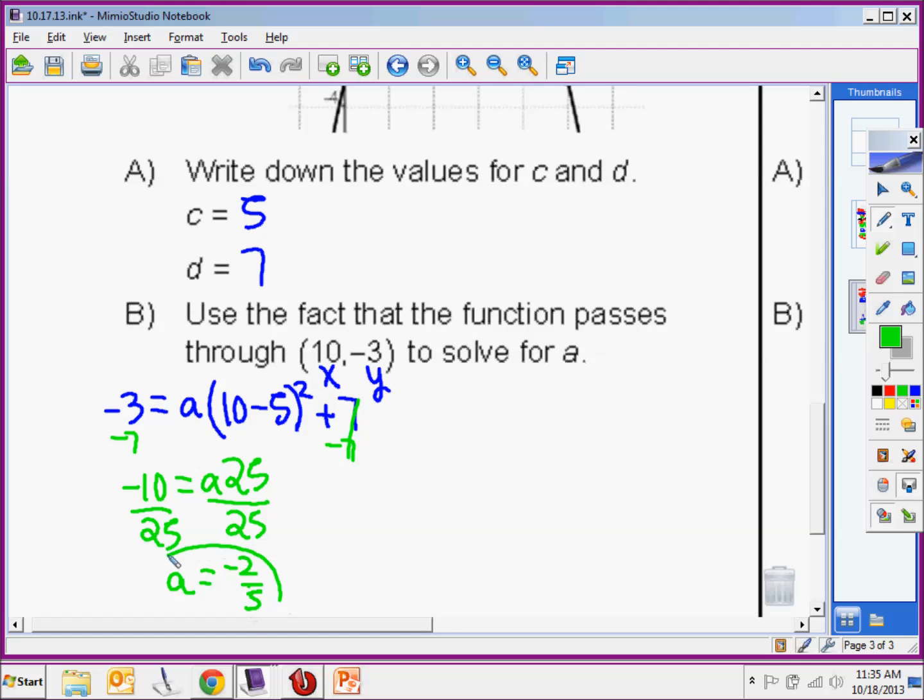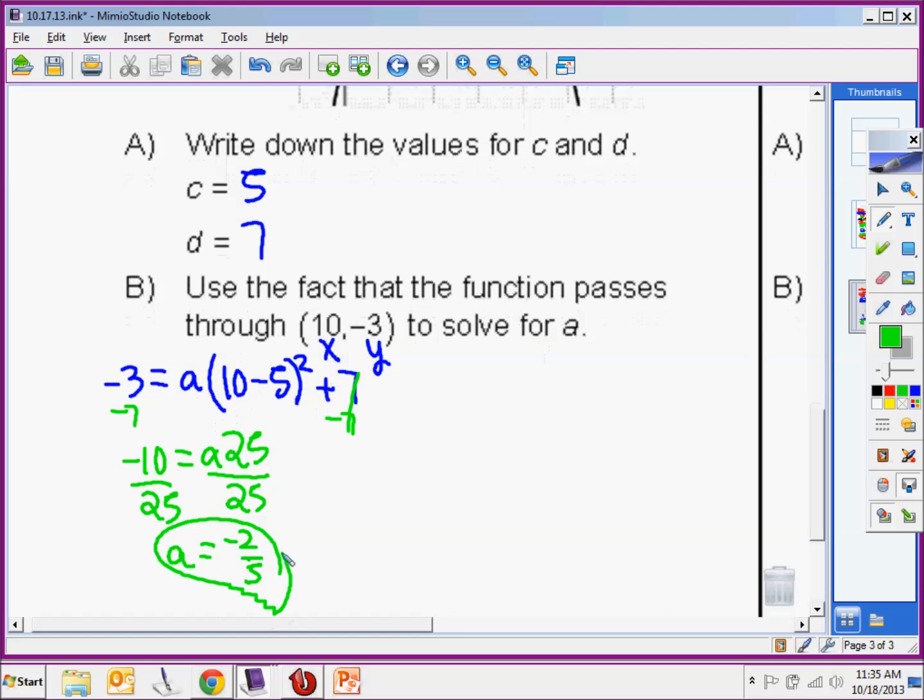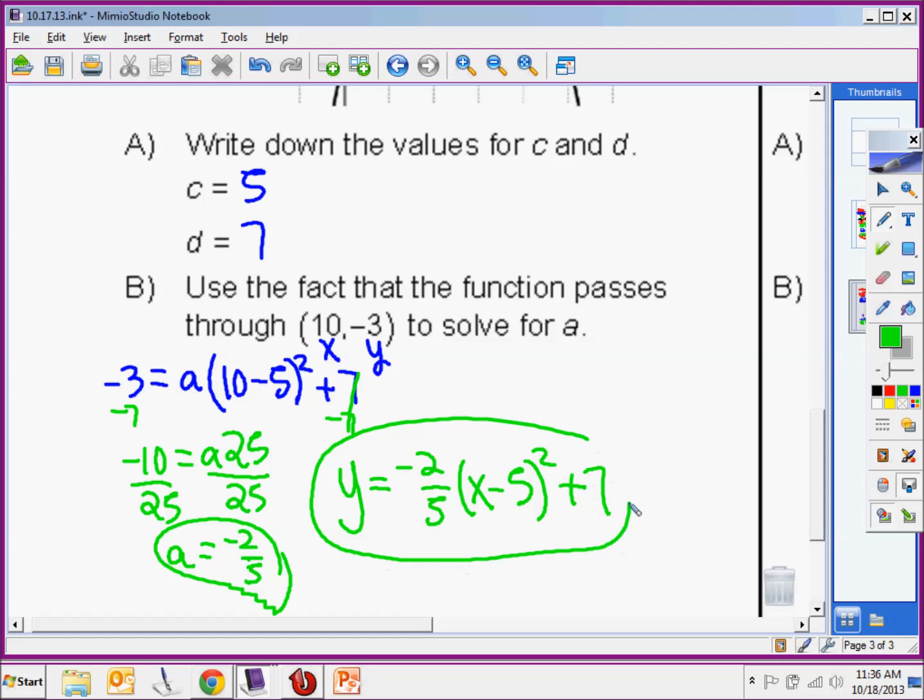Can I write the equation of this function now? Yes. What is the equation of this function? y equals negative 2 over 5 times (x minus 5) squared plus 7. Beautiful. So everything we've learned in this unit has now come together. Yep. That's what it was all for.